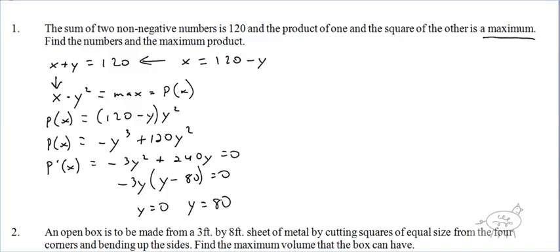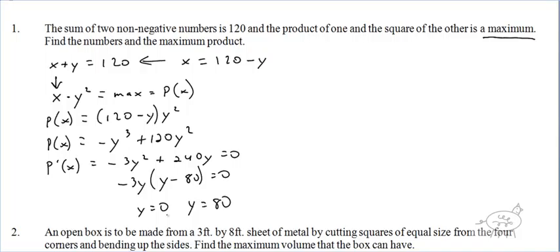Which one don't I test? Actually, I test both of them. It says the sum of two non-negative numbers, right? And 0 is a non-negative number, 80 is a non-negative number. So I really need to check both things here. Though I want you to understand that 0 is an endpoint. Isn't 0 an endpoint? 0 is definitely an endpoint.